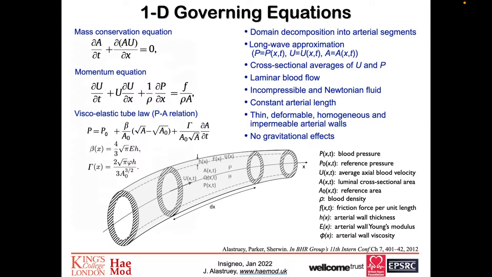So 3D models can simulate local features of blood flow very well, but at a very high computational cost, whereas 0D models on the other extreme are computationally inexpensive, so we can even get analytical solutions, but obviously they provide more global features rather than local features of blood flow. And in between, we have 1D models, which are a good compromise between accuracy and computational cost.